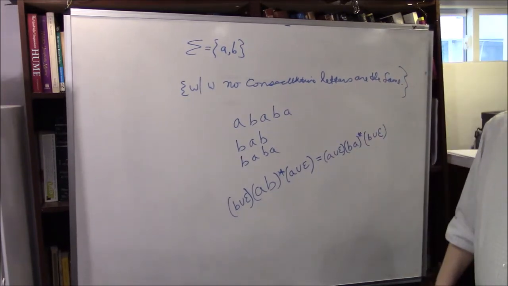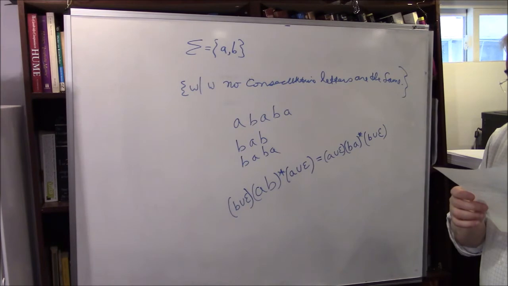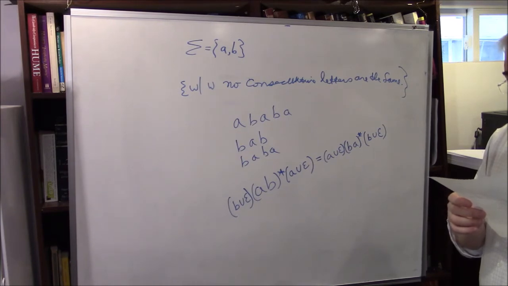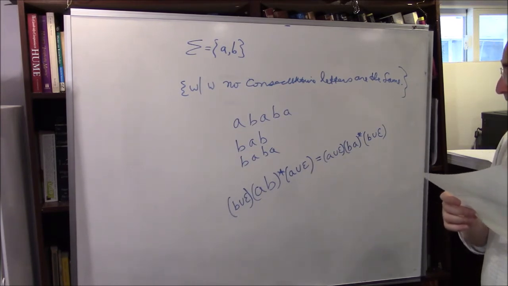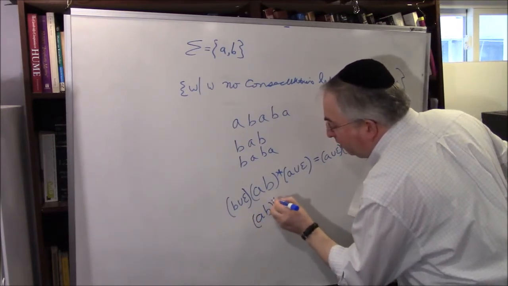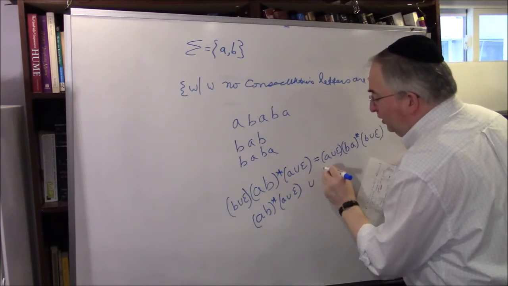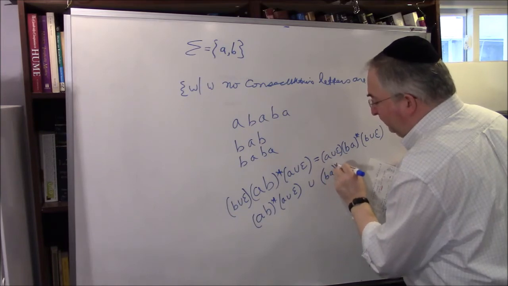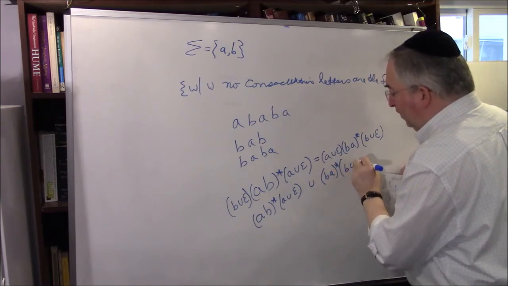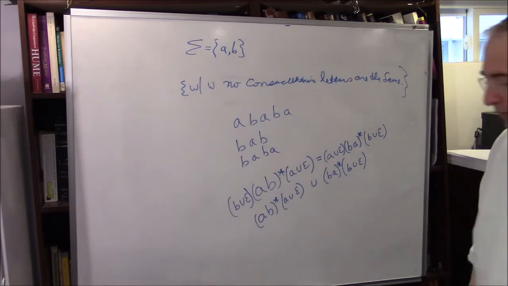Okay, you can also write this as a bunch of BAs. And you can write it as, here's just another way of writing it: a bunch of ABs followed by an A or epsilon, union a bunch of BAs followed by a B or an epsilon. Okay. That takes care of that.